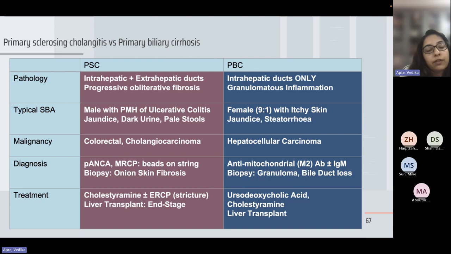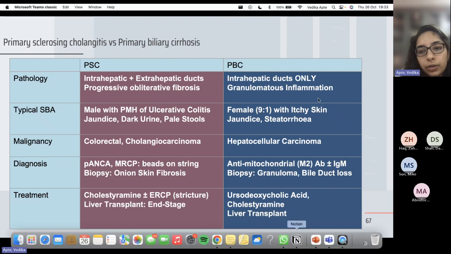In terms of diagnosis for PSC, you do a P-ANCA blood test, as well as an MRCP, and you typically see a beads on string kind of picture. And on biopsy, you'll see an onion skin fibrosis.